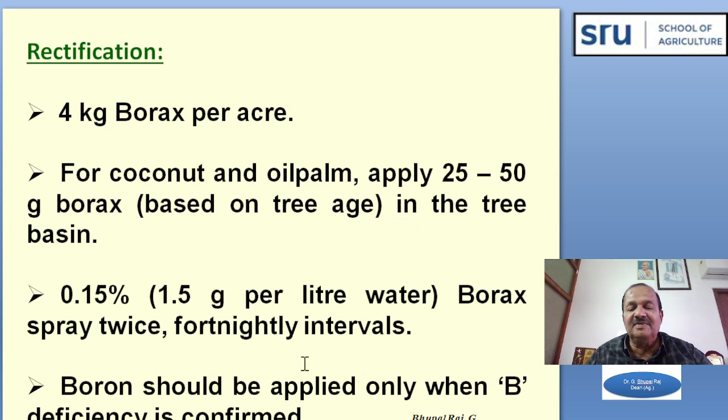Boron should be applied only when boron deficiency is confirmed, because boron is a very toxic element. Only when boron deficiency symptoms are observed on the crop should we take up boron application. Otherwise, don't apply boron without the suggestion of a plant specialist or agriculture officer. It is a toxic element. We must be careful while applying borax or boron.